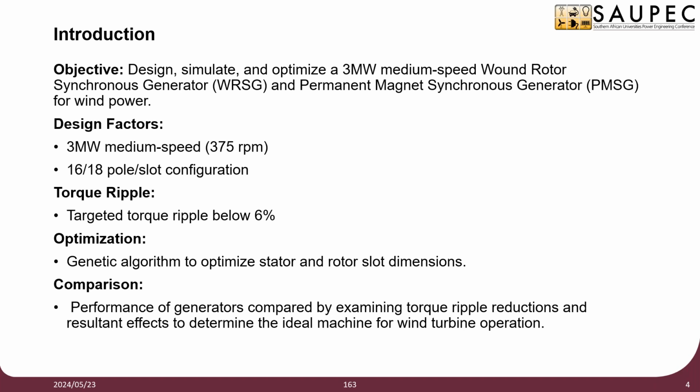The performance of the generators was compared by examining their torque ripple reduction and any resultant effects on either generator to determine the ideal machine for wind turbines.